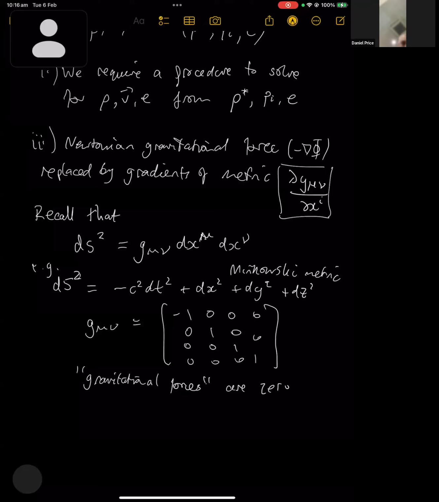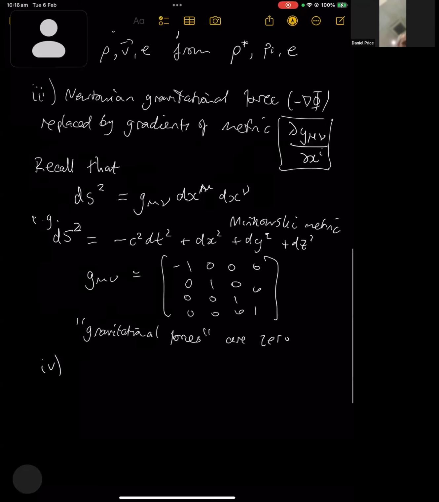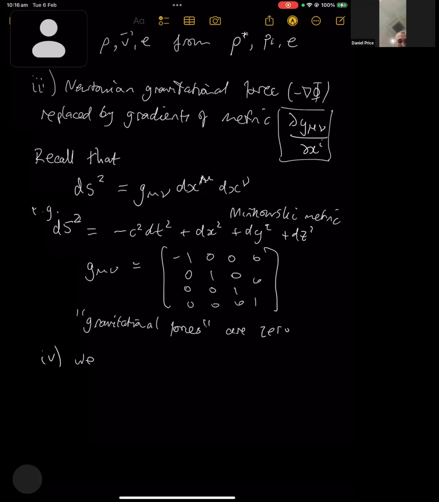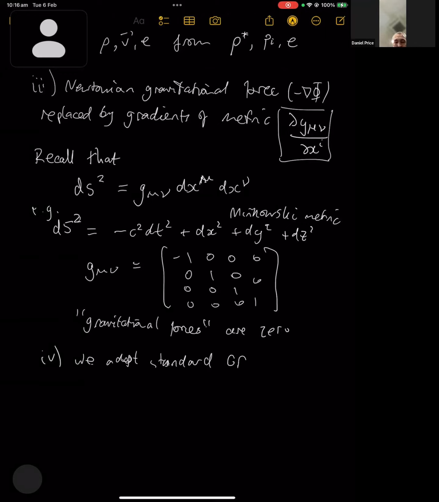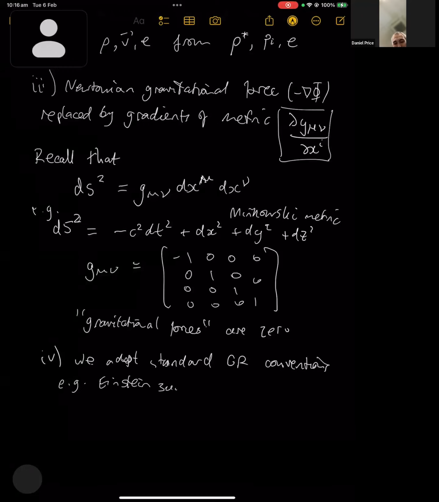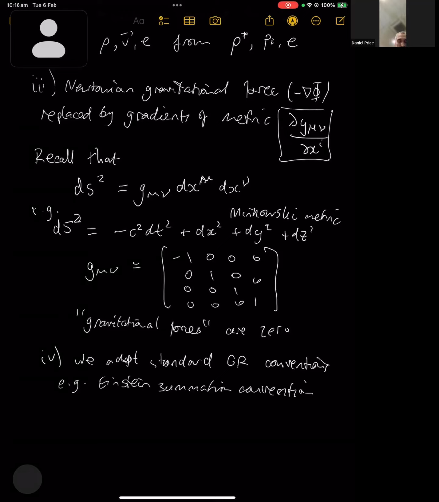Okay, so we need to know what the metric is, obviously, to be able to study how a fluid behaves. Maybe obvious to state, but I'll state the obvious. We adopt standard GR conventions, whereas you can choose a different set of units for a Newtonian fluid. So for example, I've already used the Einstein summation convention. What does that mean?